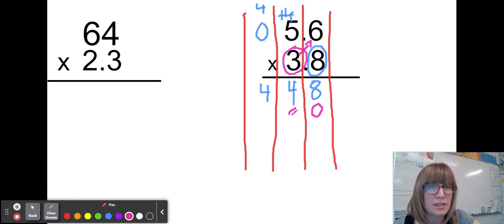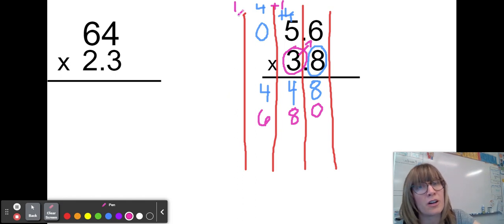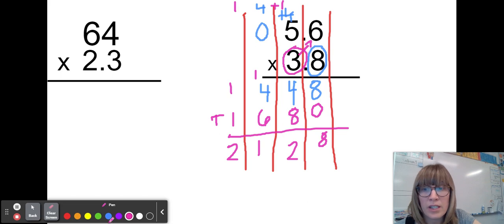3 times 6 is 18. We're going to have a 1 in this sort of magenta color that we'll add on. 3 times 5 is 15 plus 1 is 16. Then we don't really have anything to multiply by, but if we did do our 3 times 0 and add on our 1, we would have 1. So when we add them up, we're going to end up with 8, 8, 9, 10, 11, 12. 10 plus 1 is 11, and then we have 2. So if these were just whole numbers, 56 and 38, we'd be done.